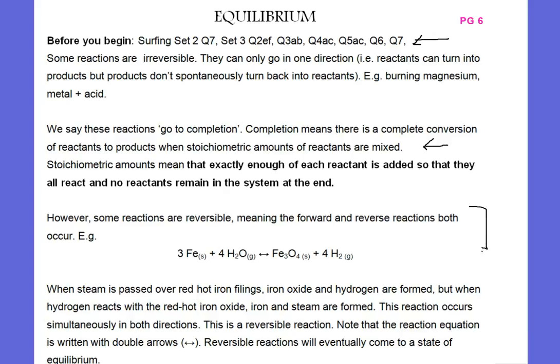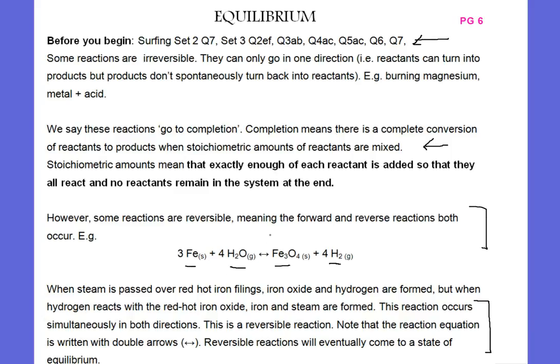However, some reactions are reversible, meaning the forward and reverse reactions both occur. There's an example here. You don't need to learn this example, but the key thing is to know that in these reactions, the reaction occurs simultaneously in both directions. It's called a reversible reaction. So in this case, as iron is reacting with water, somewhere else in the reaction mix, some of the iron oxide is reacting with hydrogen to turn back into iron and water again. So the reaction is going in both ways.